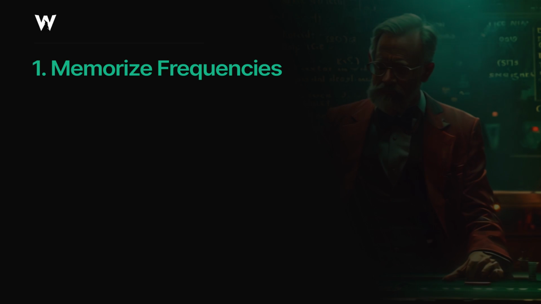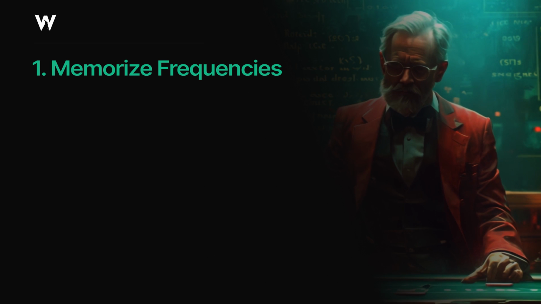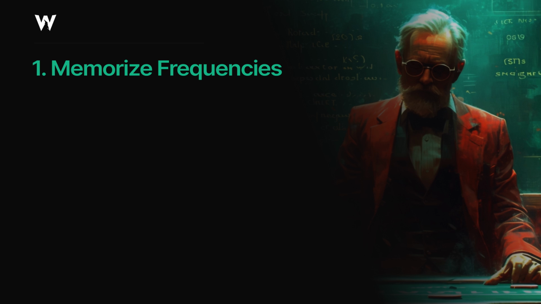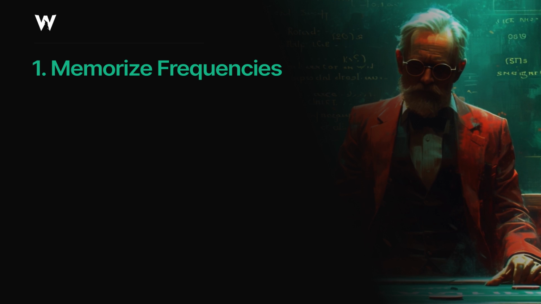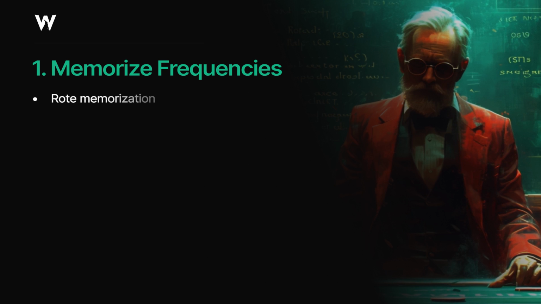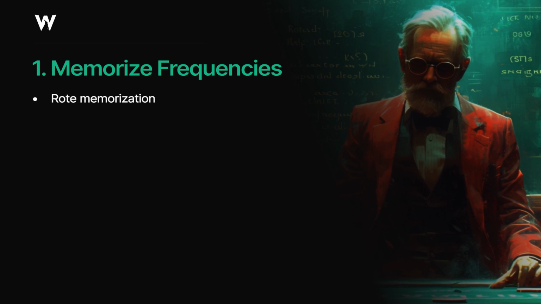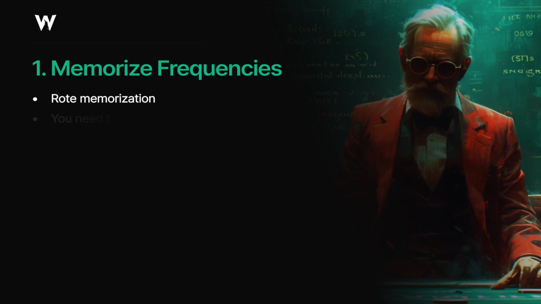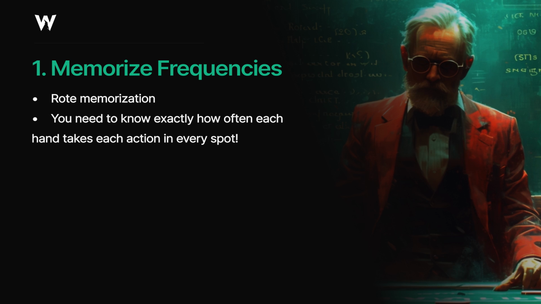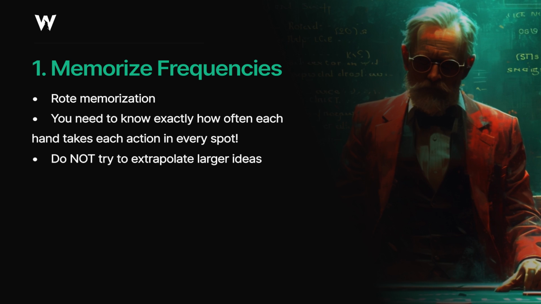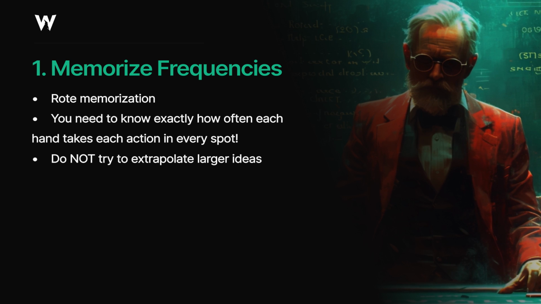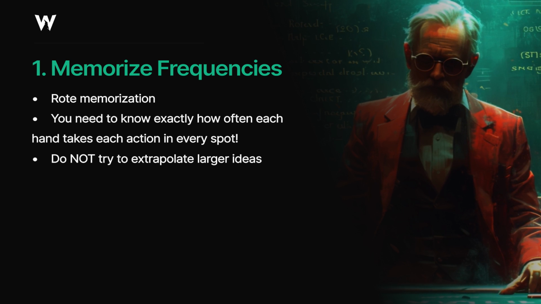Tip number 1, memorize frequencies. The most efficient way to waste your time studying poker is to try and memorize GTO frequencies. So I want you to keep in mind that there are billions and billions of decision points in poker, and so your goal is to try and rote memorize all of that. If you can't do that, how can you even call yourself a GTO wizard? You need to know exactly how often each hand takes each action in every spot. And whatever you do, do not try to extrapolate larger ideas. Do not look for the bigger picture. Just focus on memorizing frequencies without understanding the strategy. That is how you will stand still.